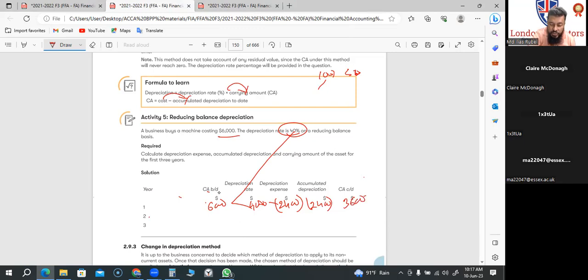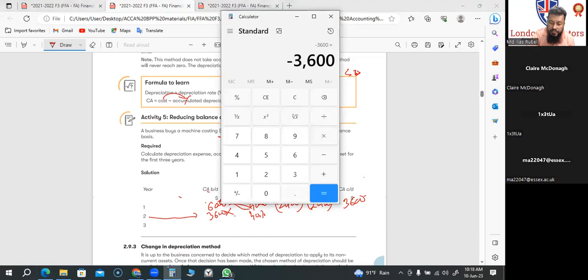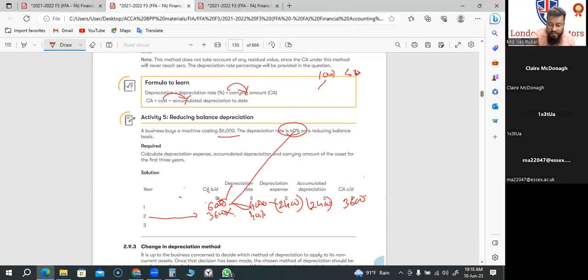Now in year 2, do you do it on 6,000? No, that's the straight line method. Do you again times 40% on 6,000? You do it on the carrying amount, don't you? What is the carrying amount? 3,600. Claire has already given me the answer. Times by 0.4, 1,440 is the right answer. 1,440. Guys, that's an expense. That's charged to the income statement.